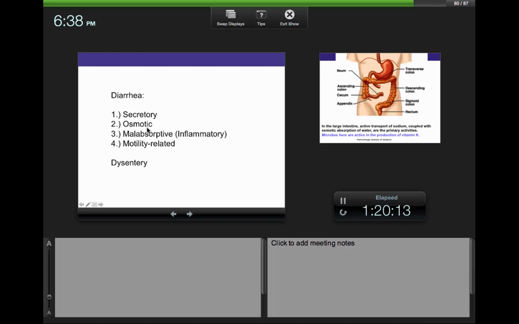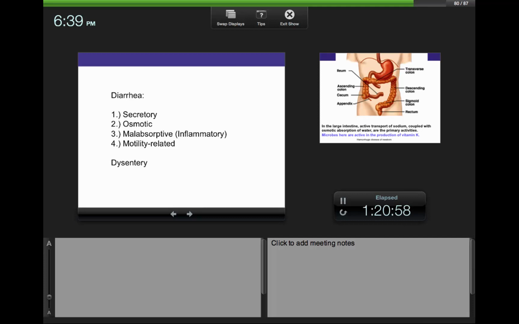Osmotic diarrhea occurs, and this is a good test question too, when you have enzymes like lactase that aren't working properly. So if you're lactose intolerant, it's because you either don't have lactase or your lactase isn't working properly. So what happens? You don't get breakdown of lactose. It stays in your intestines and acts as an osmolyte, increasing the osmotic driving force for the movement of water into the small intestines, causing a severe diarrhea.